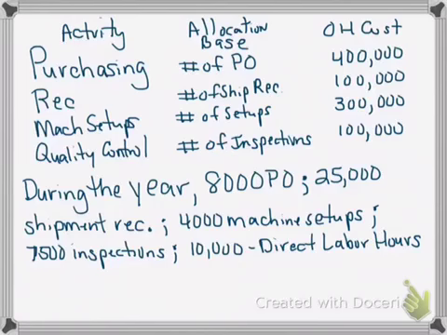Now during the year, we expect to have 8,000 purchase orders, 2,500 shipments received, 4,000 machine setups, and 70,500 inspections, and 10,000 direct labor hours. So this is the information that we have on this particular problem.